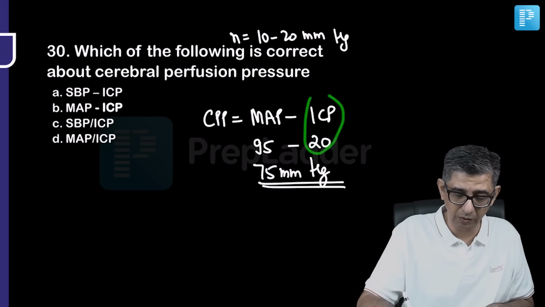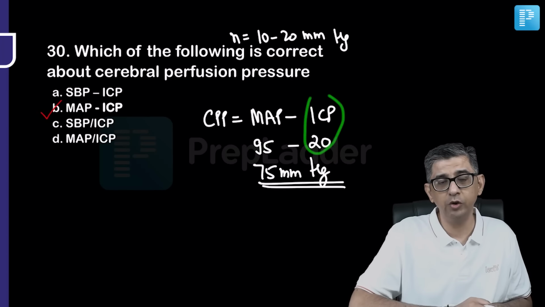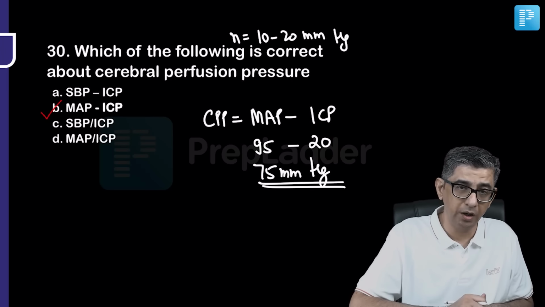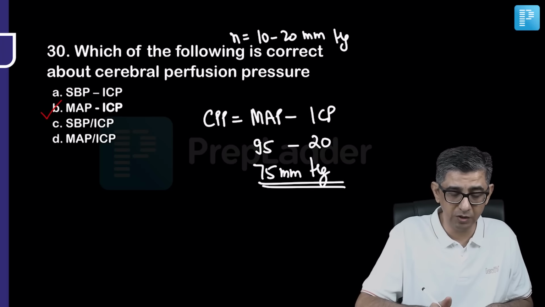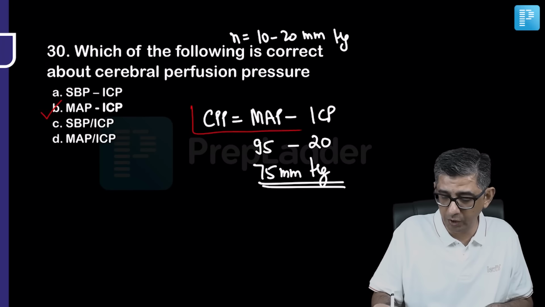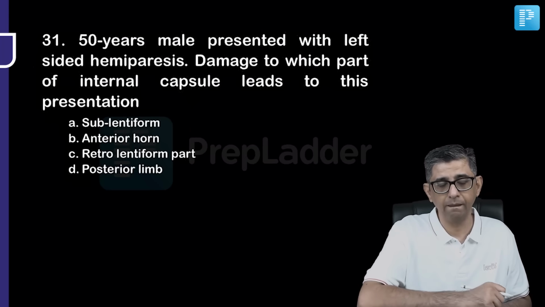The correct answer to our question is option B. And the logic, I presume, of why he put up that question was that in a rush to answer, people answered systolic blood pressure minus intracranial pressure. No, it's not systolic blood pressure, it is mean arterial pressure, and this formula is directly from Ganong.